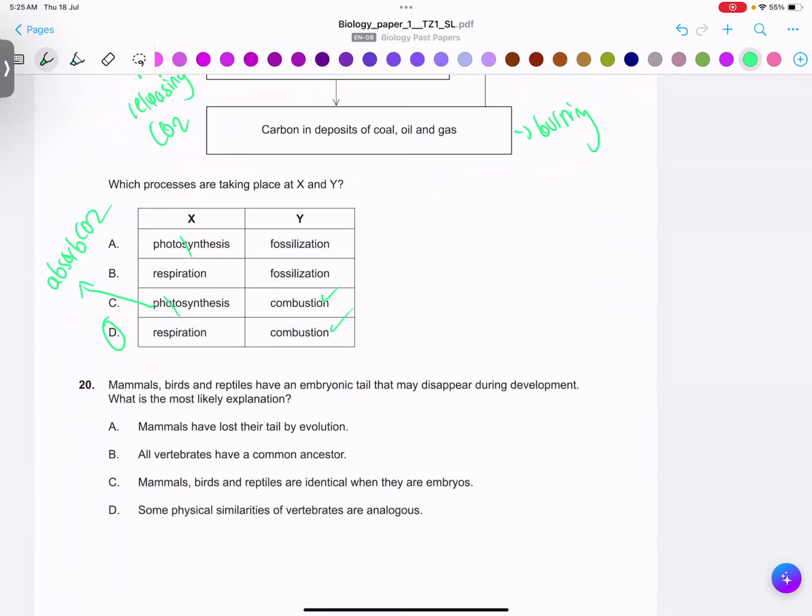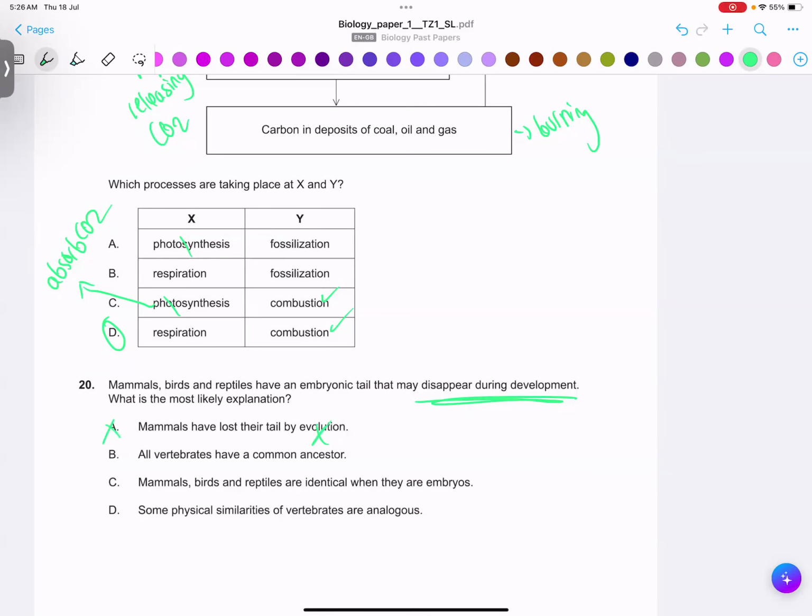Mammals, birds, and reptiles have an embryonic tail that may disappear during development. What is the most likely explanation? So, these are basically features that are probably analogous, meaning that they have different uses, or it does not necessarily have to be analogous, but they're just a similar feature. Mammals have lost their tail by evolution? No, because the tail still shows up and then disappears during development. It's not throughout time. So the evolution part is wrong.